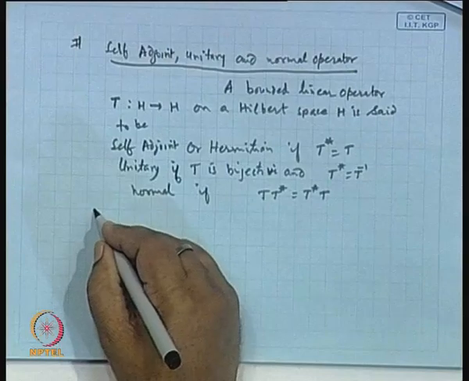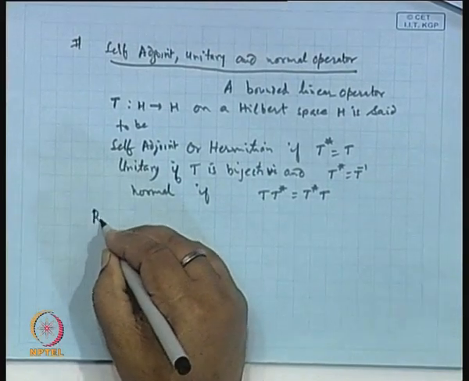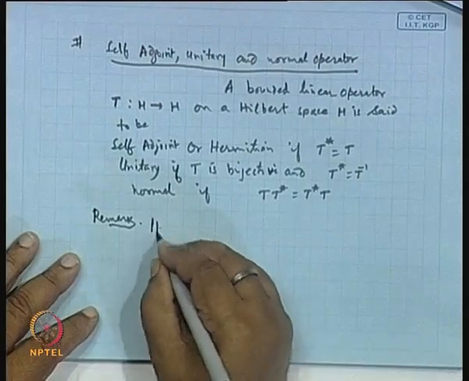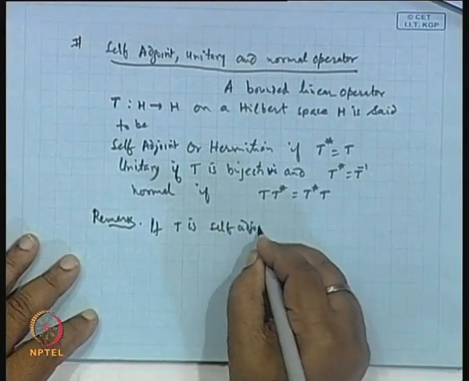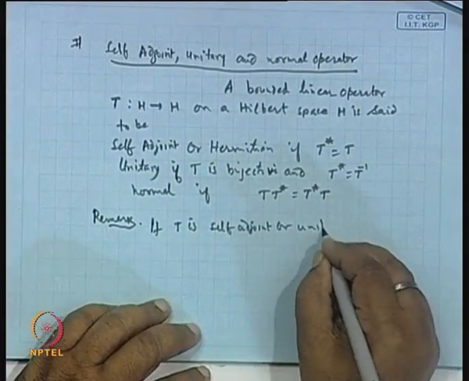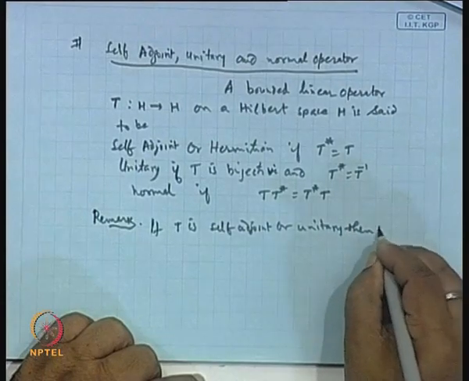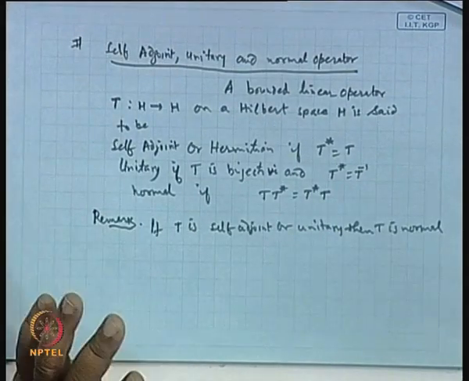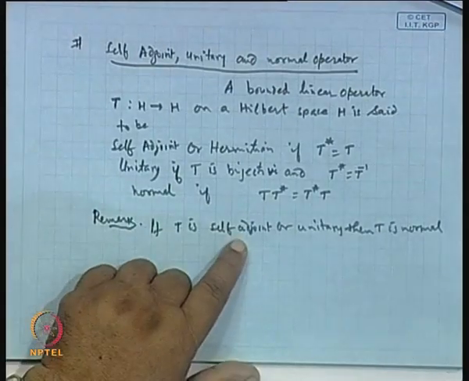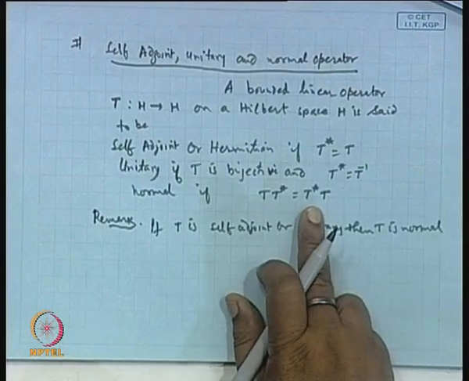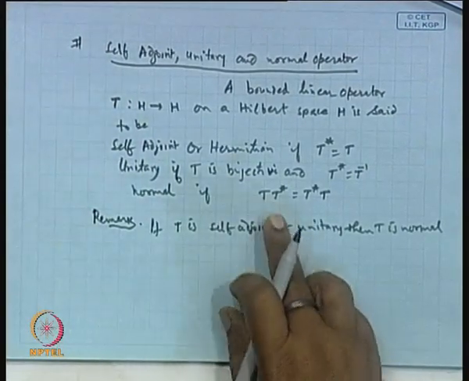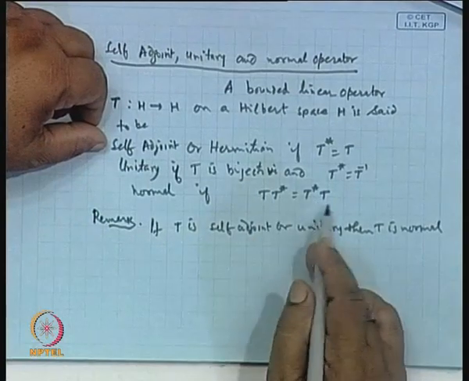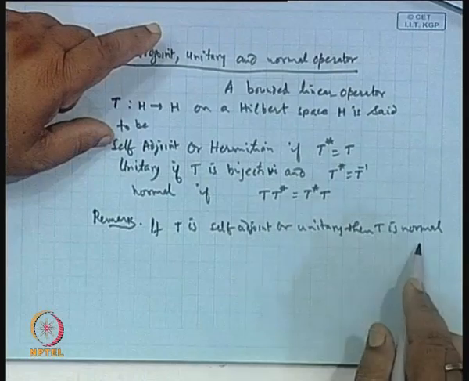Now, this is a remark. Okay, if T is self-adjoint or unitary, then T is normal. Every self-adjoint operator is a normal operator, every unitary operator is a normal operator. Why? What is the definition of the normal? T T star equals T star T. So, if it is self-adjoint, then T star becomes T. So, what is T T star? T square. And what is T star T? T square. Same. So, self-adjoint operator will be normal operator.